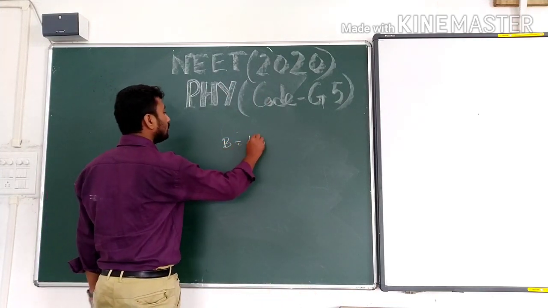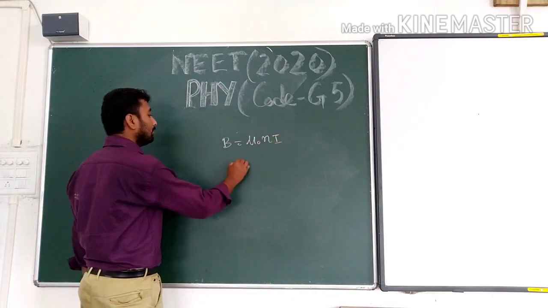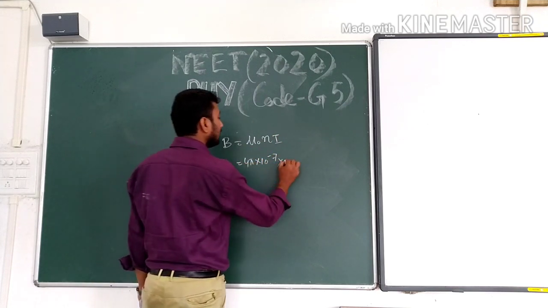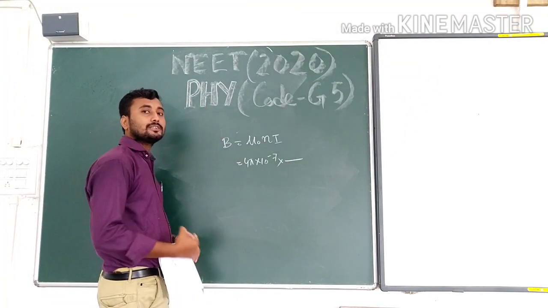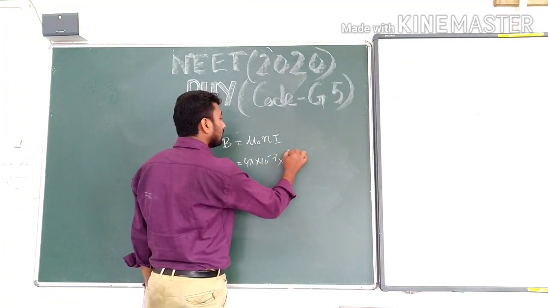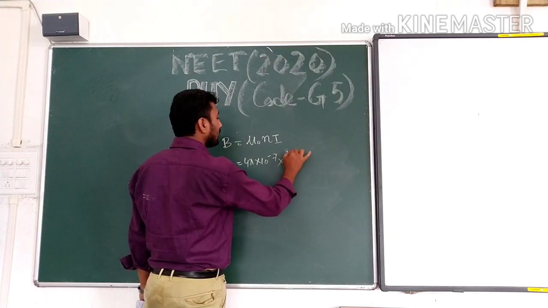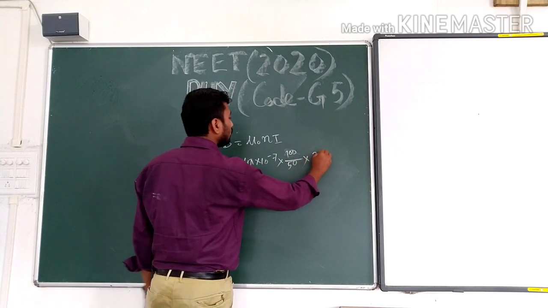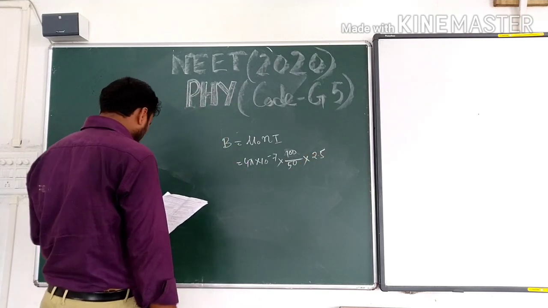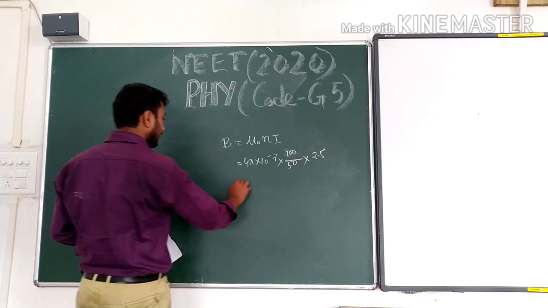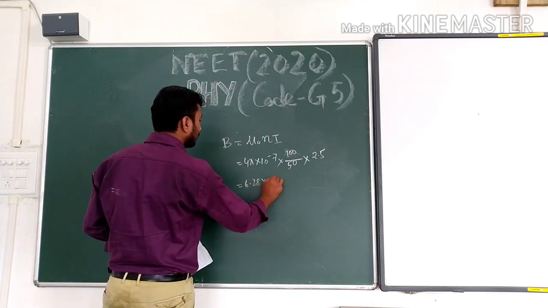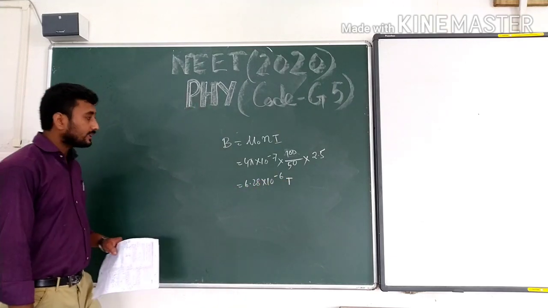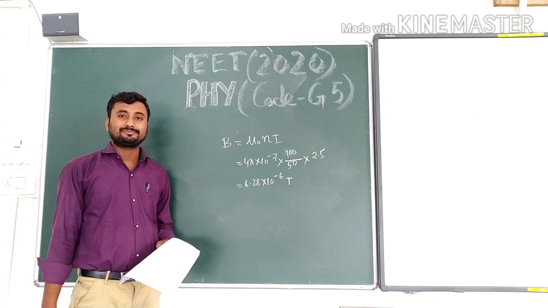We have B equals mu naught n I. Here mu naught is 4 pi into 10 to the power minus 7. n is turns per length: the length of the solenoid is 50 centimeter and there are 100 turns, so it will be 100 divided by 50 centimeter. And the current is 2.5. After calculation, you get 6.28 into 10 to the power minus 3.